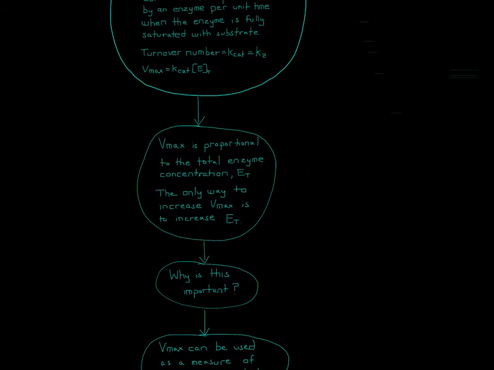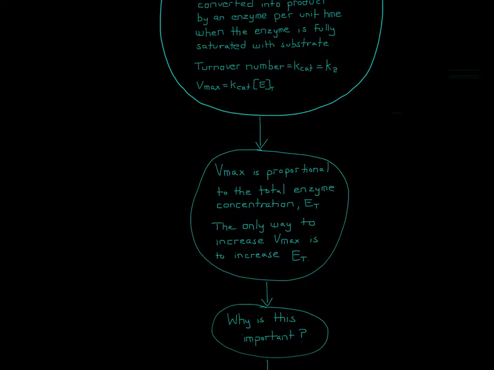Moving on, Vmax is proportional to the total enzyme concentration, ET. The only way to increase Vmax is to increase the total number of enzymes. And that makes sense, right? Because the only way to increase the total is just to add more enzymes, because you've already reached your max. It's kind of like if you had a car and you're pushing it to the max limit, well, you have to upgrade the engine, right? In this case, you have to increase the number of enzymes to increase the potential Vmax.